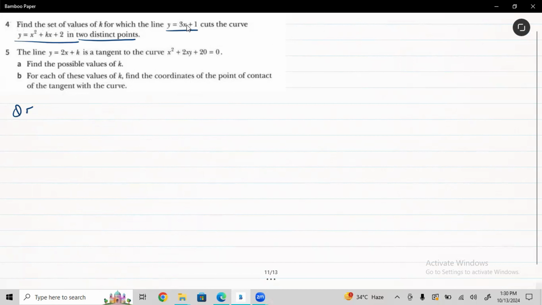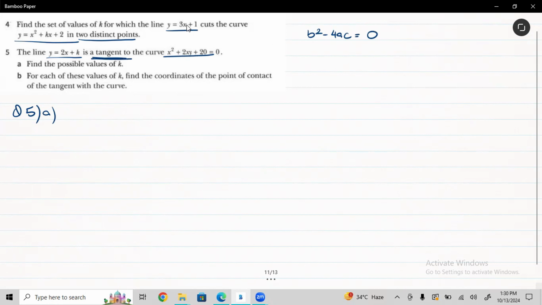Okay. So for question 5, we have the line y is equal to 2x plus k is a tangent to the curve x squared plus 2xy plus 20 is equal to 0. First of all, they've asked us to find the possible values of k. Again, it's really simple. They've told us this straight line is a tangent to the curve. So we can say that when it's a tangent, only one intersection point is taking place. So b squared minus 4ac is equal to 0 in this question.